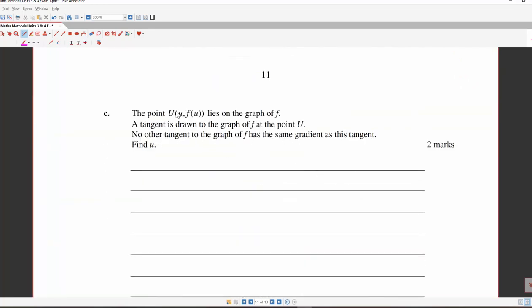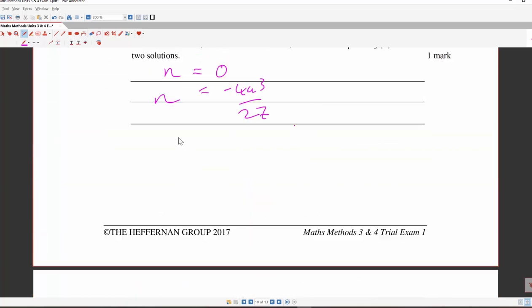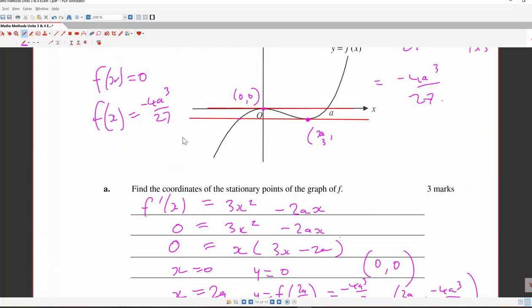Okay, the point u, f of u lies on the graph of f. A tangent is drawn to the graph of f at the point u. No other tangent to the graph of f has the same gradient as this tangent, so it's unique. All right, so let's check it out. Anywhere along this part here, including the stationary point, is going to produce the same gradient as somewhere along this line here. So it's got to be in this section here.